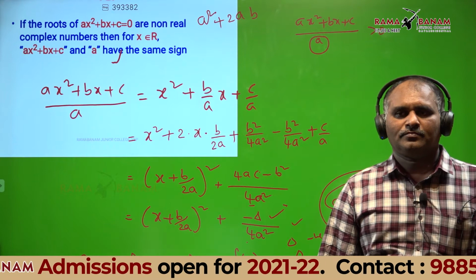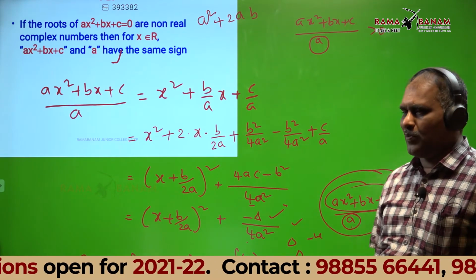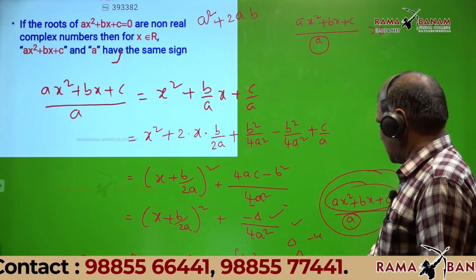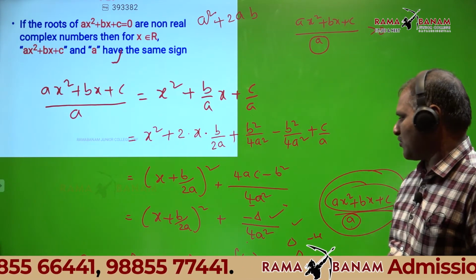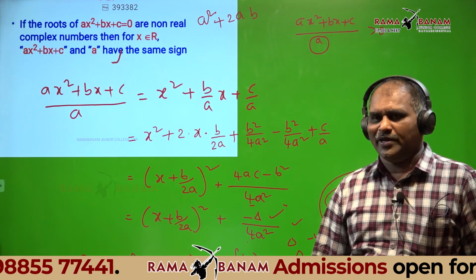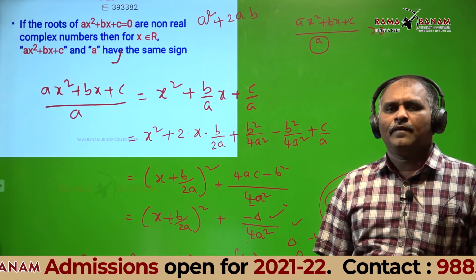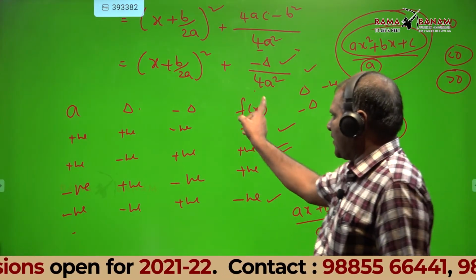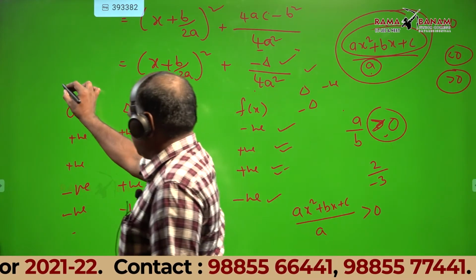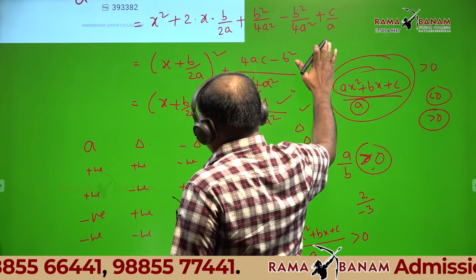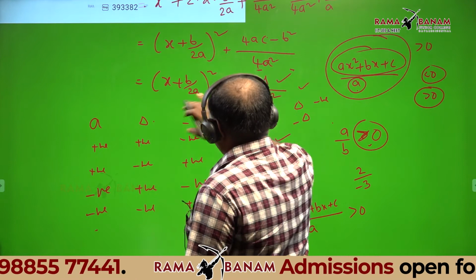So I can scroll down. Completed up to this one, perfect square form? Yes, sir. Sir, 1 minute, sir. Okay, 1 minute. I can scroll down. Over. You can write this table. Oh, sorry. 1 minute.